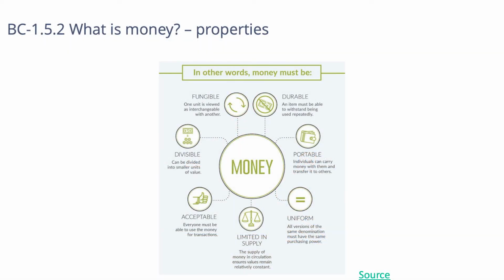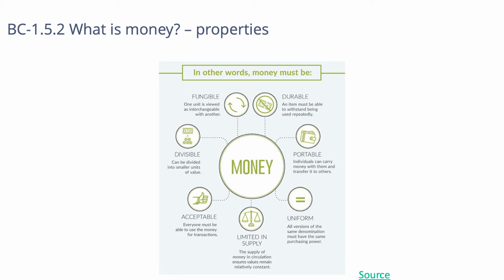Property number 6, it should be divisible. The more you can cut it up in smaller amounts, the better money it is. So $1, for example, can be cut up in 100 cents, where a Bitcoin can be cut up in 100 million Satoshis, where a hump of gold can be melted down in ounces, etc., etc., right?